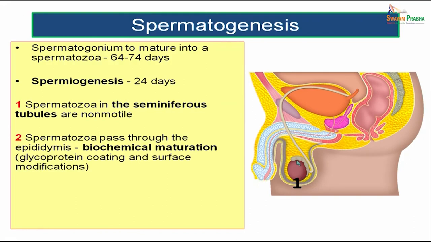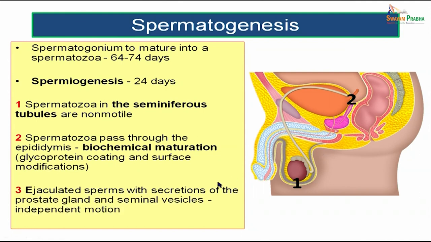So, the spermatozoa will be passing through the epididymis, and while it passes through the epididymis, it will be undergoing a biochemical maturation process. So, what is meant by biochemical maturation process? It is just a formation of glycoprotein coating and surface modifications. So, after this, it will be capable of moving on its own. Finally, it will be reaching the ejaculatory duct, and it will be ejaculated along with the secretions from the prostate gland and the seminal vesicle. You have the prostate gland and you have the seminal vesicle.